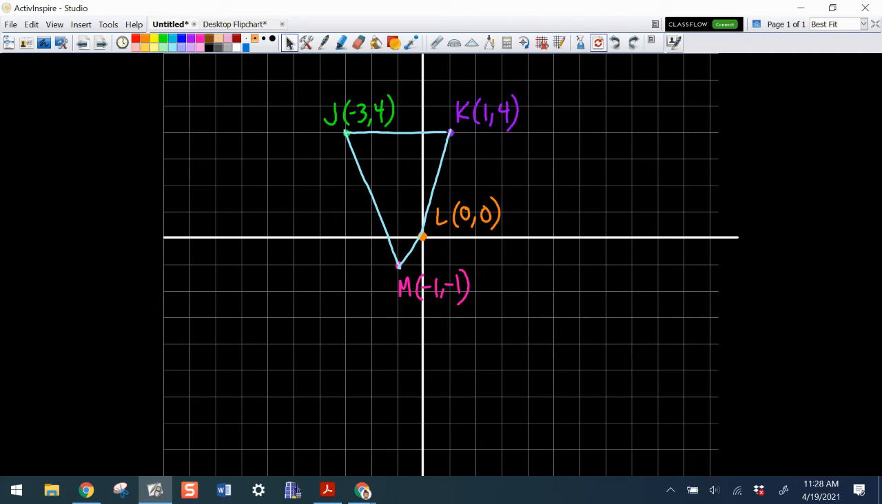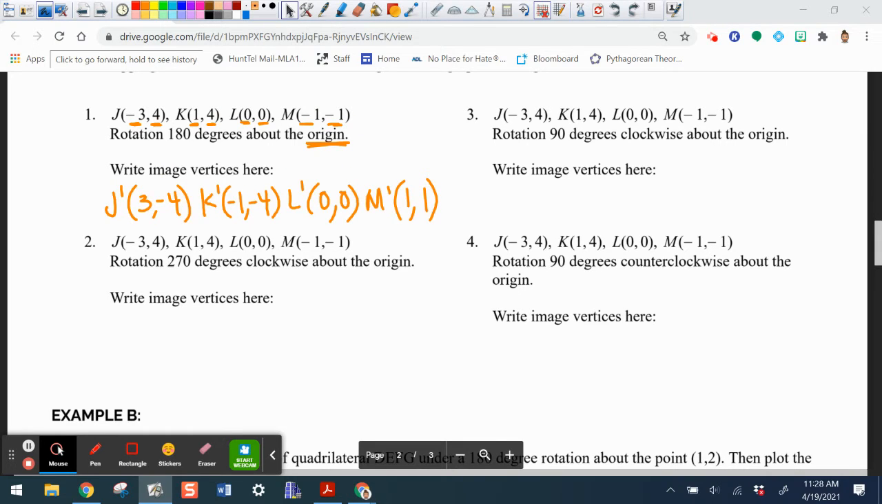Now let's clear that, and we'll move on to our next rotation. Number 2 asks us to rotate 270 degrees clockwise about the origin. If you noticed a moment ago when I was giving you a way to memorize the functions, I didn't even mention 270 degrees. That is because 270 degrees clockwise actually shares the same function as one of our 90-degree rotations. So let's talk about that for a second.